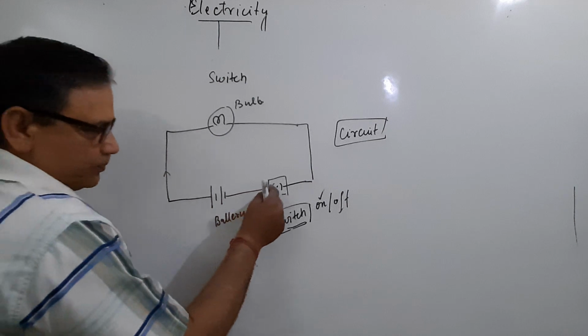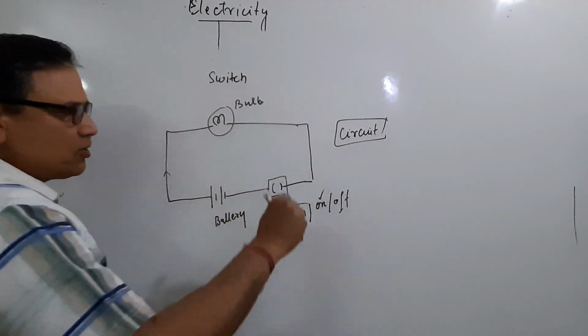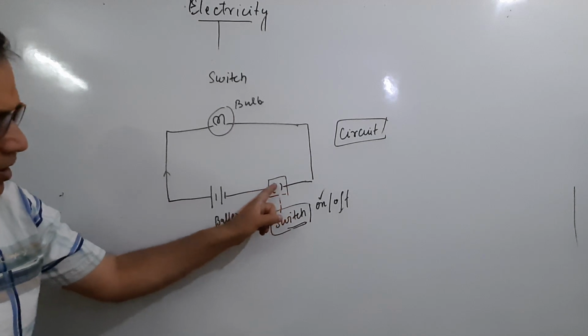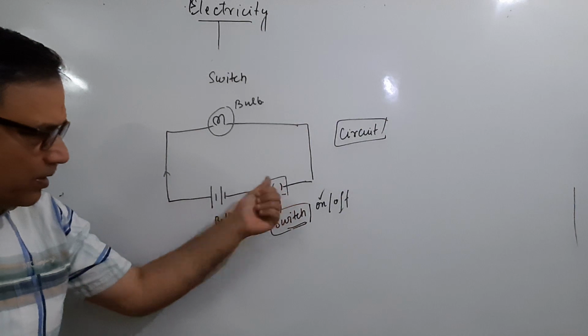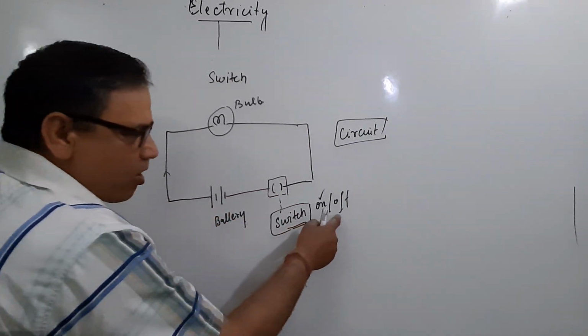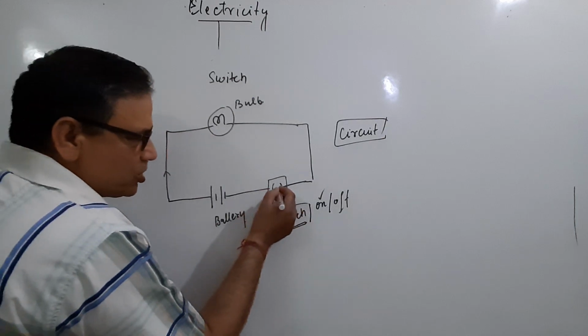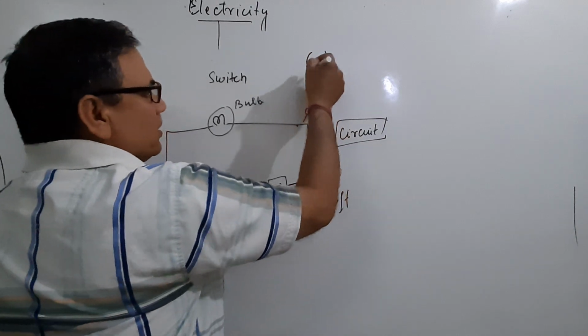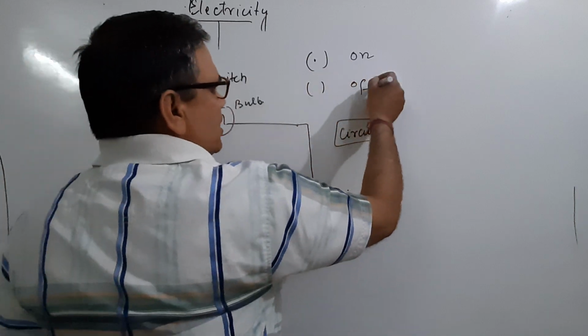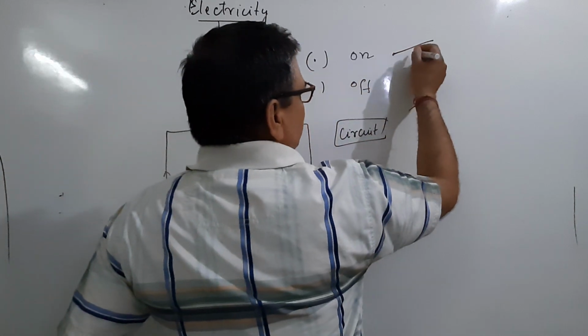If the switch is off, that means it breaks the circuit. Here the dot is removed. The circuit is broken. In this case the switch is off, and in this case the switch is on. This is the switch, it is on. This is off.